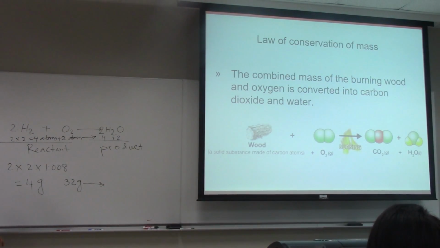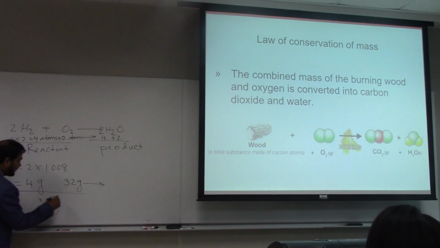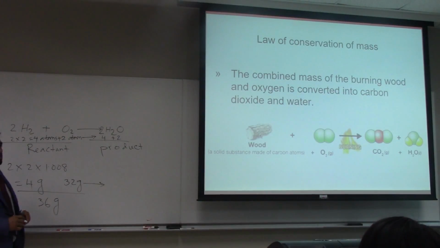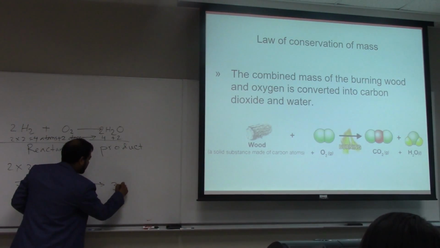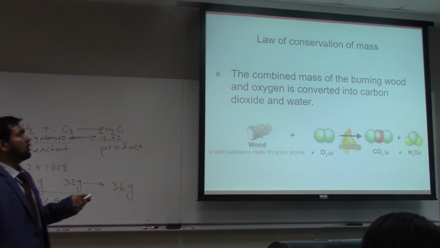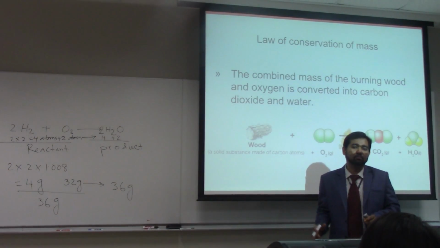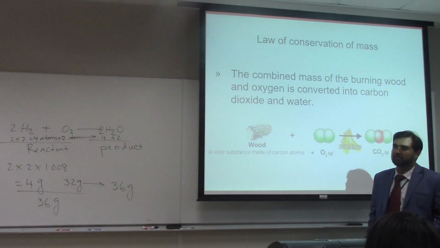Let's see the mass, where we are right now. The mass of the reactants in total is 36 gram, right? What about the mass of the product? Also 36 gram, which shows that the total calculated mass of the reactants is equal to the total calculated mass of the products. That's proof of the law of conservation of mass, which Lavoisier established, and it holds in every sort of chemical reaction.